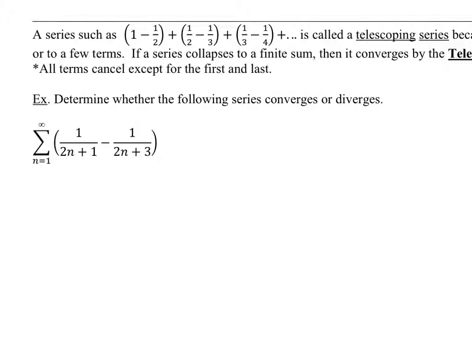So what you'd have to do is start plugging in values. It's really quite fun. So you plug in a 1. You'd be looking at 1 over 3. Plugging in a 1 for n, so 2 plus 1 is 3, minus 1 over 5. So that's what I get when I plug in a 1. Then I plug in a 2. You'll get 1 over 5 minus 1 over 7.